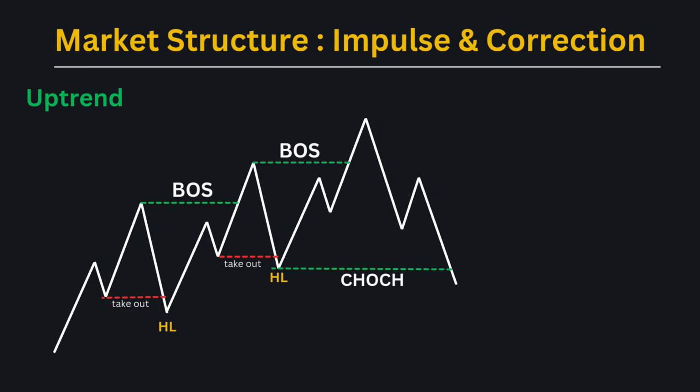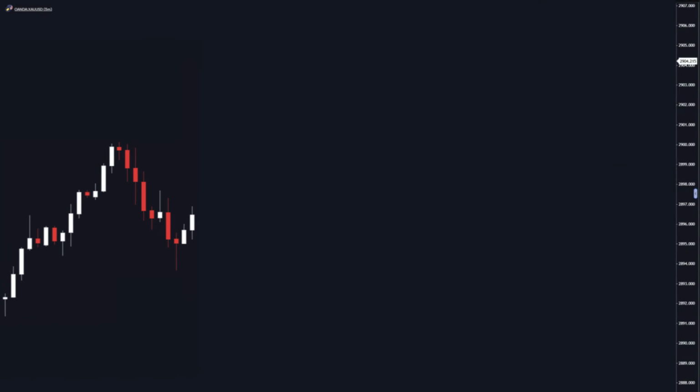And a change of character occurs when price breaks below the low of the corrective move. It shows a loss in momentum, and it is a signal that we are no longer in an uptrend and might witness a reversal in trend. Now let's learn all these things on real charts.